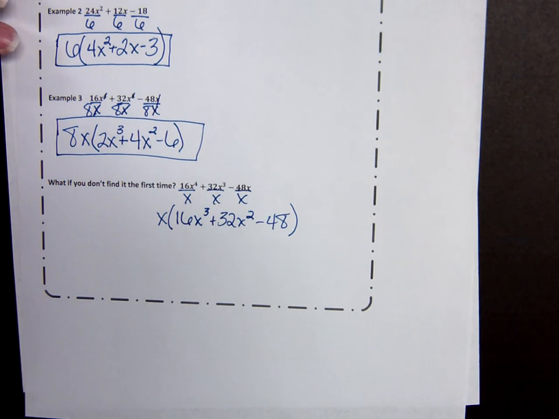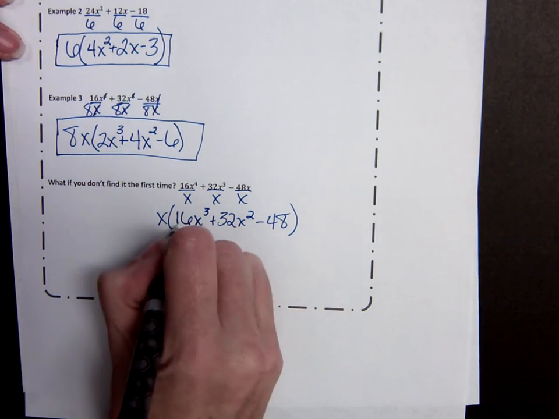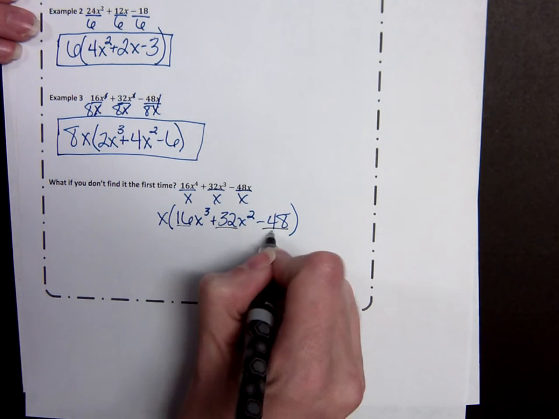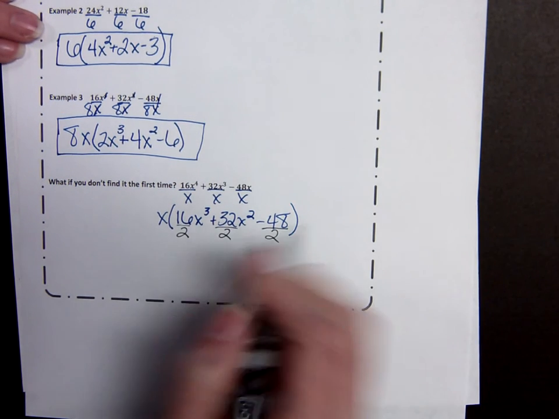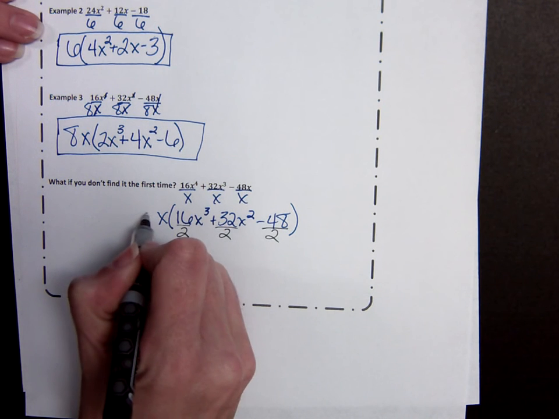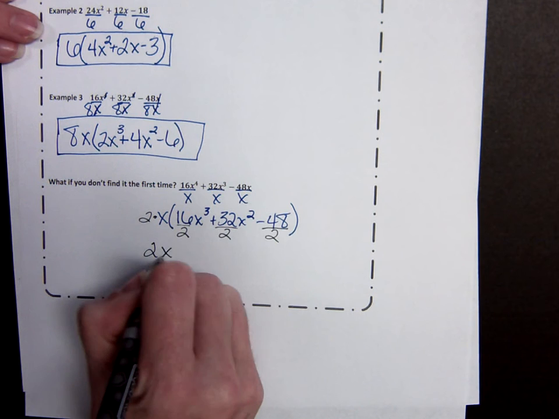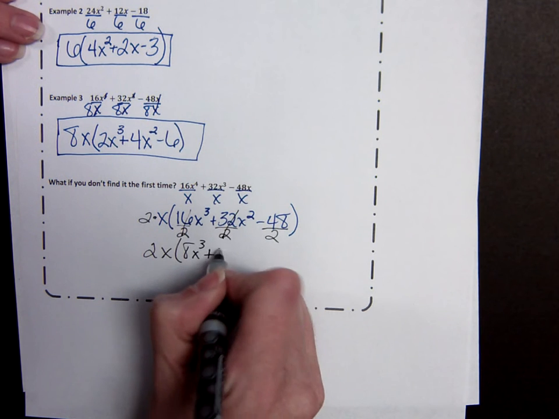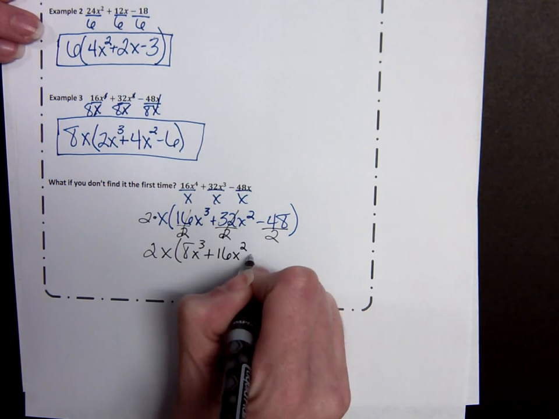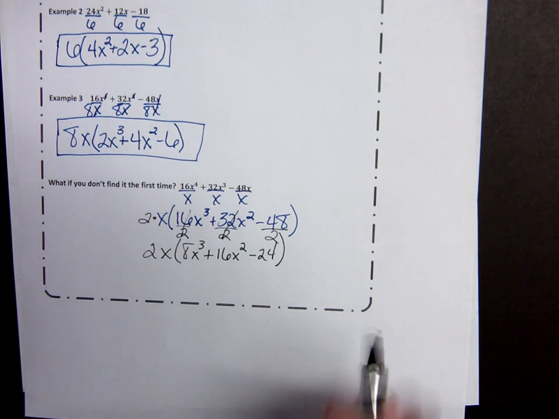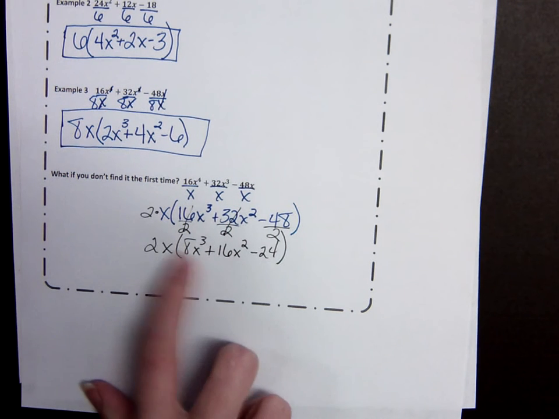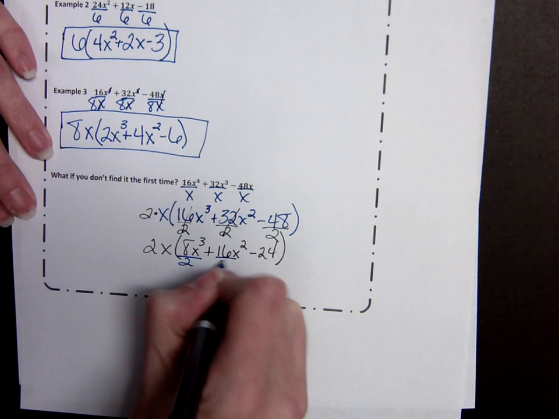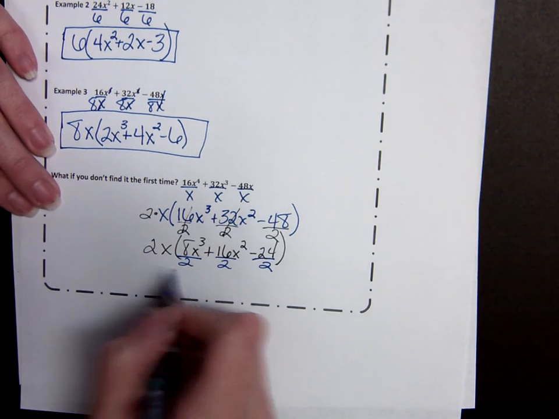Well, now I can come back in and look at the numeric values, 16, 32, and 48. Well, they're all even, so I know I can divide them all by 2. So when I do that, this 2 is going to come out front with the x. It's still multiplication. So 2x times, that leaves 8x cubed plus 16x squared minus 24. Okay? And when we look through there, they're still all even numbers. So I could divide through by 2 again. So if I divide by 2, when I take another one out, it's still multiplication.